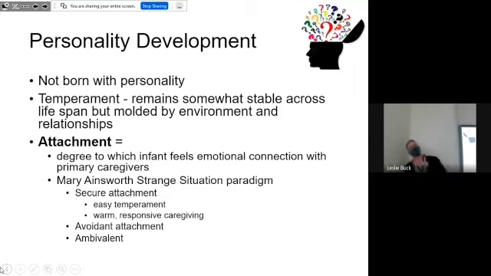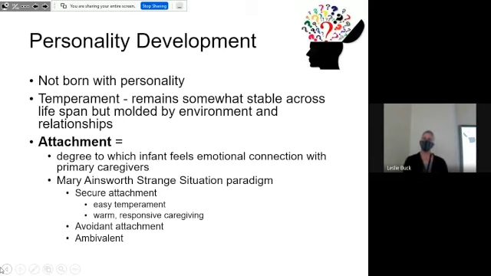Then Mary would have a stranger come into the room. How does the child's behavior change when a stranger walks in? Do they run to mom and cling? Do they even look at mom? Or are they just like, whatever? Do they go to the stranger more than they go to their mother? Then, in the cruelest twist of all, they had mom get up and leave. Leave baby in the room with the stranger for a certain amount of time and then come back in. And they look to see, well, how does the infant react to all these different kinds of strange situations?